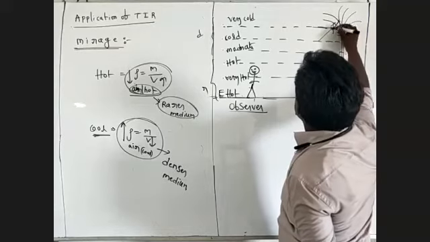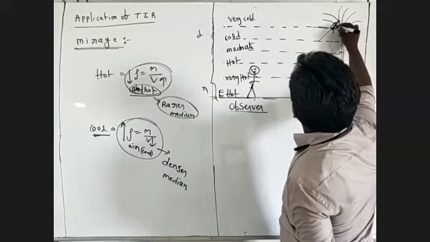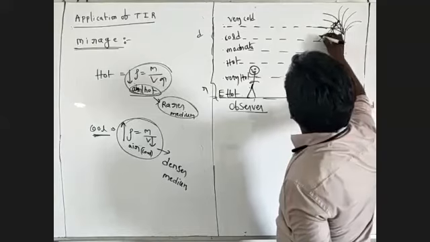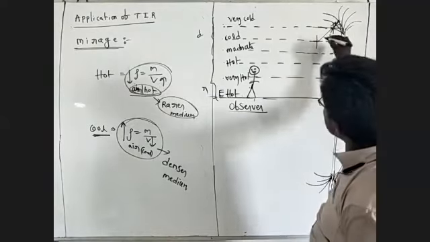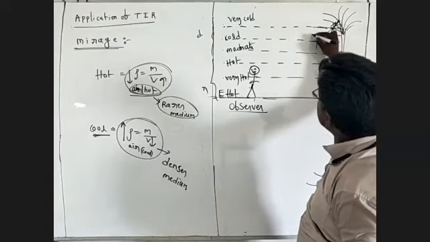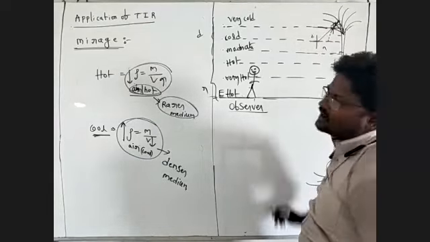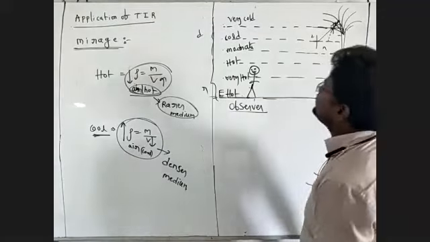This is the incident ray. This is a light ray. This is the actual direction of the incident ray, and this is the light bending. Now, again, this is a denser medium, this is a rarer medium. Light travels from the denser medium to the rarer medium.